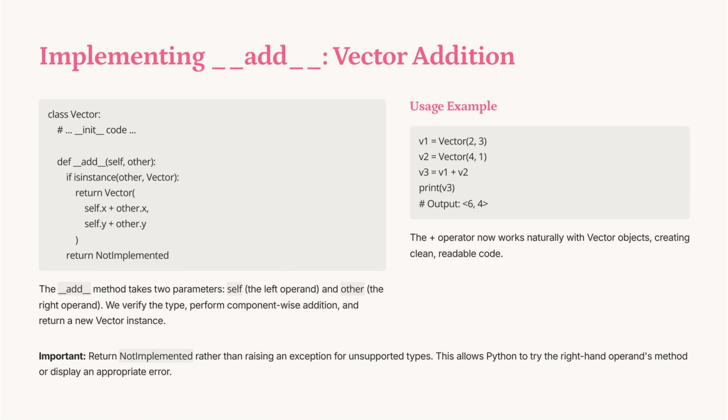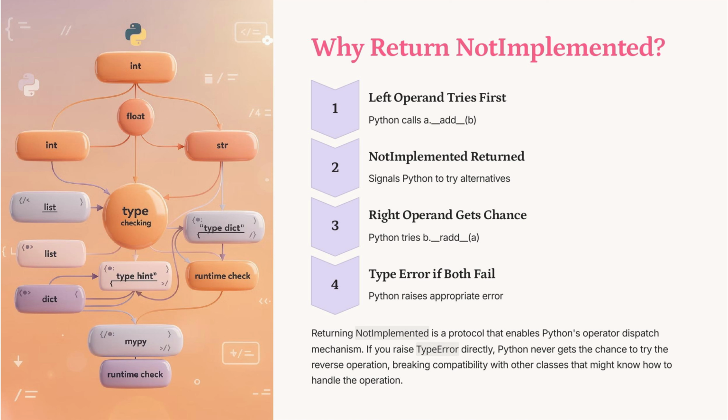The __add__ method in the vector class enables vector addition by checking if the other operand is a vector. If so, it performs component-wise addition, returning a new vector instance. For unsupported types, it returns NotImplemented, allowing Python to attempt the reverse operation. This ensures compatibility and clean, readable code. Returning NotImplemented allows Python's operator dispatch mechanism to function correctly.